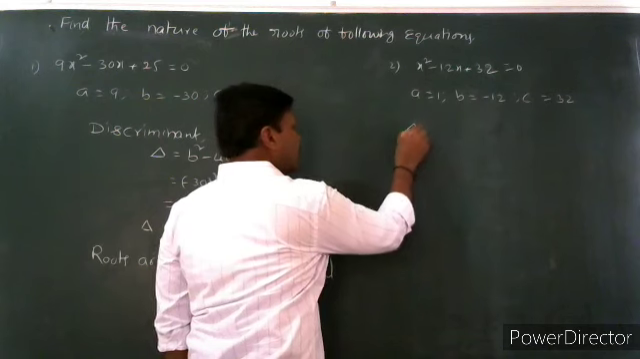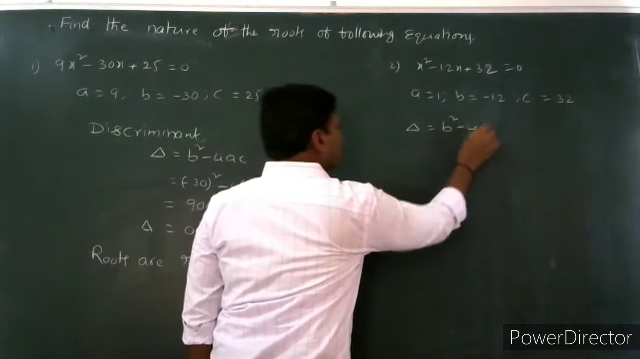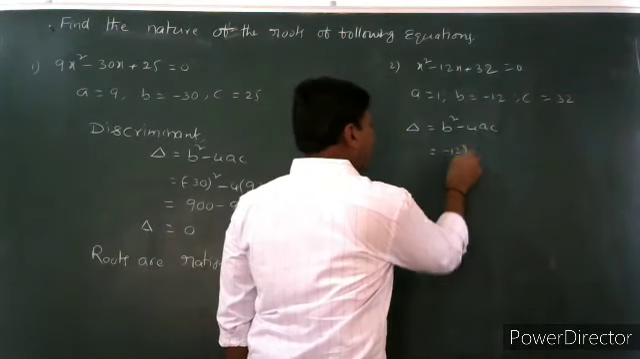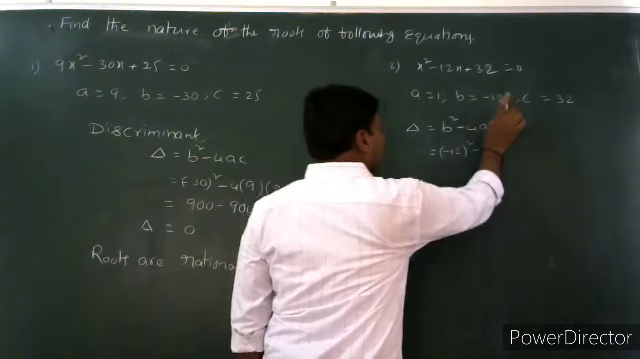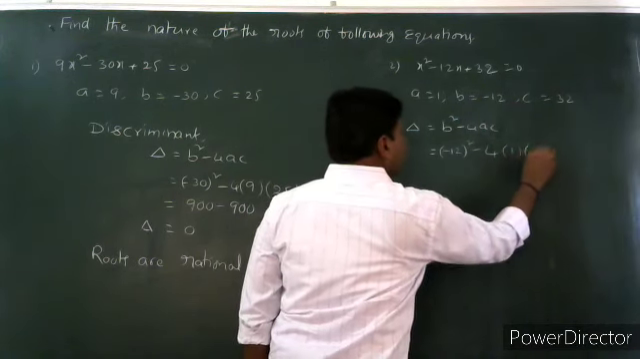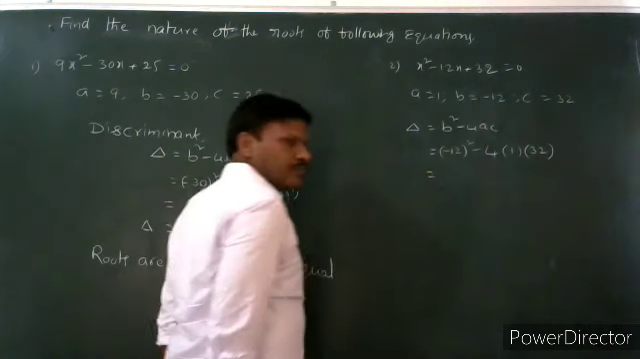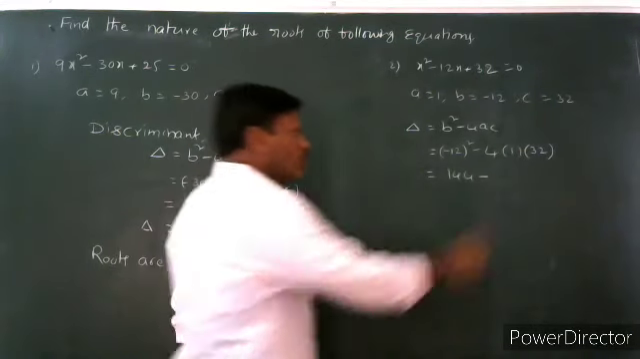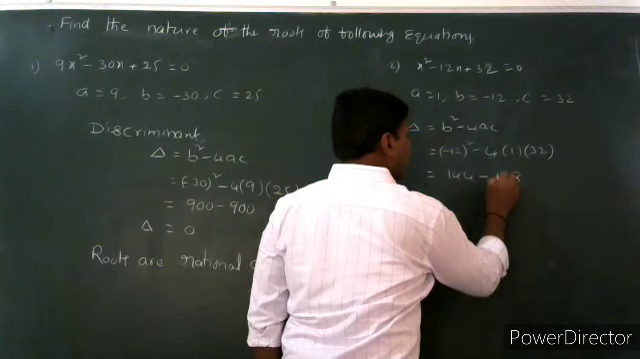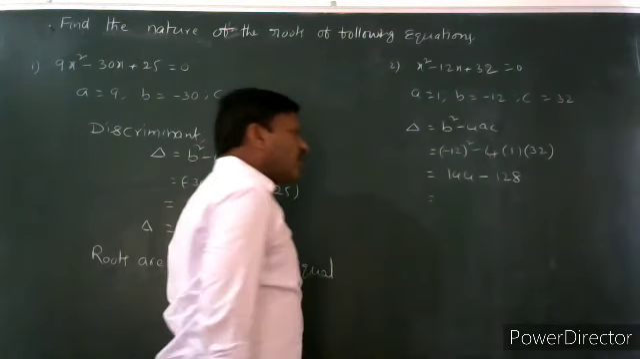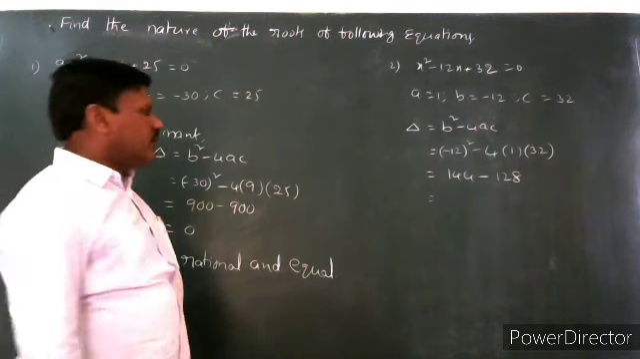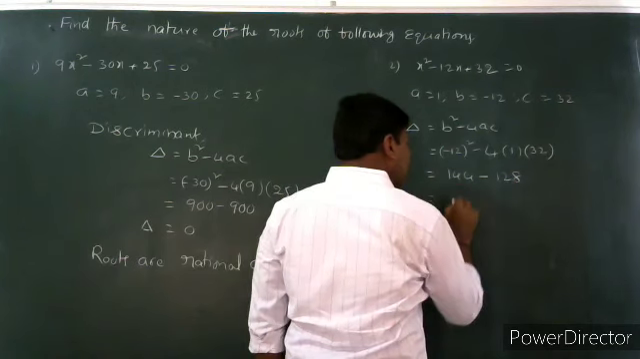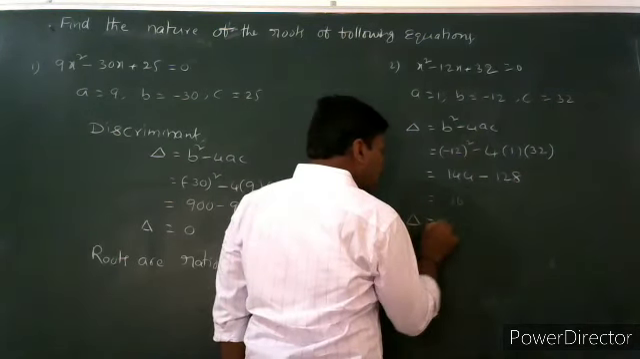The symbol for discriminant is delta. Delta is equal to b square minus 4ac. What is the b value? Minus 12 whole square minus 4 into a, which is 1, c, which is 32. Minus 12 whole square is 144. 4 into 32: 4 2s are 8, 4 3s are 12, so 128. 144 minus 128 is 16. Delta is equal to 16.